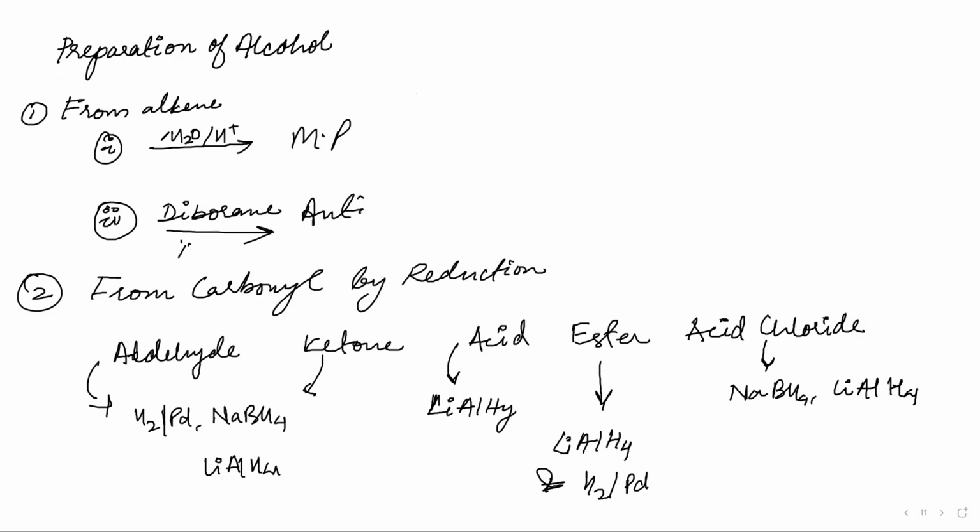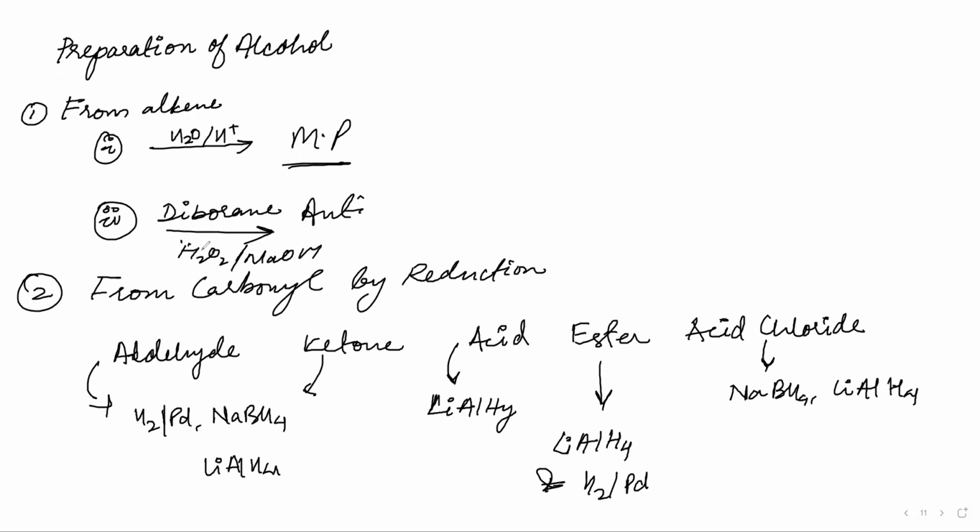From alkene, there are two ways by which we can make alcohol. Either by hydrolysis in the presence of acid, you will get a Markovnikov product, or by diborane and then H2O2 in the presence of NaOH. Also, you remember this diborane, and after that H2O2, that is hydrogen peroxide in the presence of sodium hydroxide. You will be getting anti-Markovnikov product.